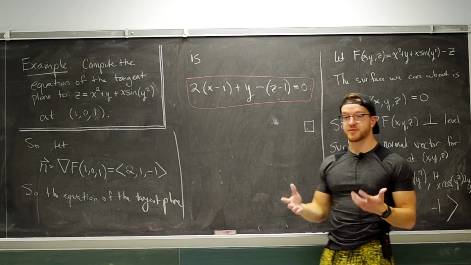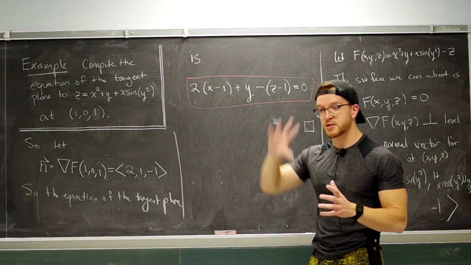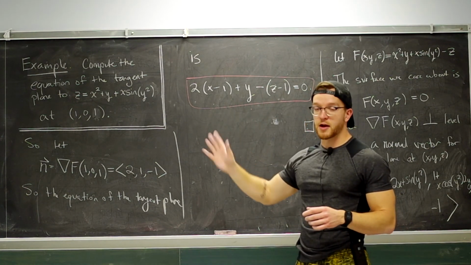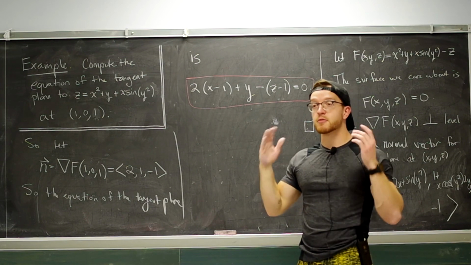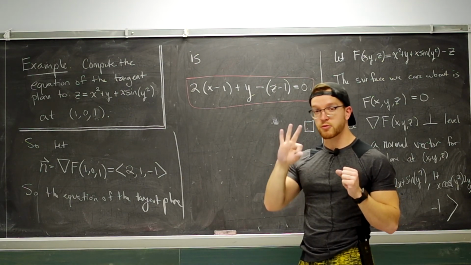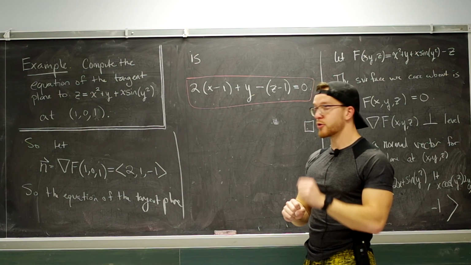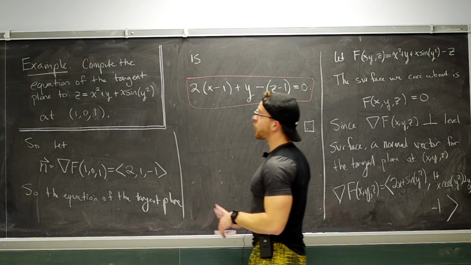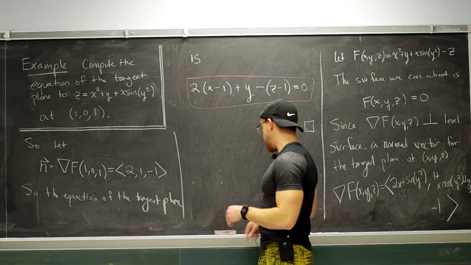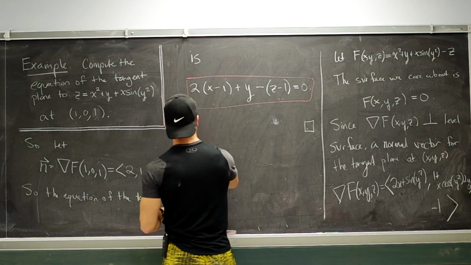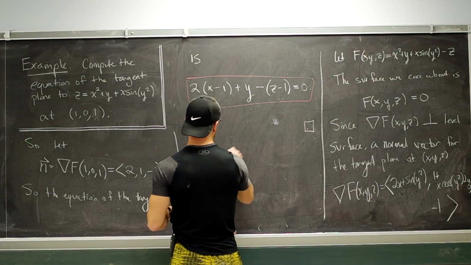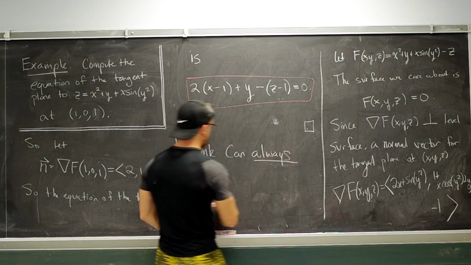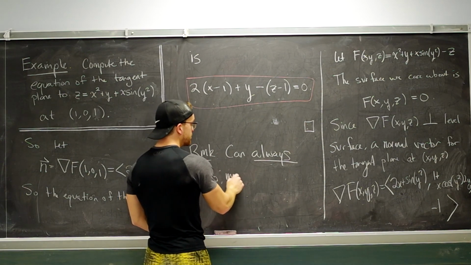Okay, so to summarize that second method, which is a slight change in perspective on this situation, I've got a surface. I realize that surface as the level surface of a 3-variable function, and then the gradient is the normal vector. This is something you can always do. So let me write that down actually. Remark, you can always do this method.